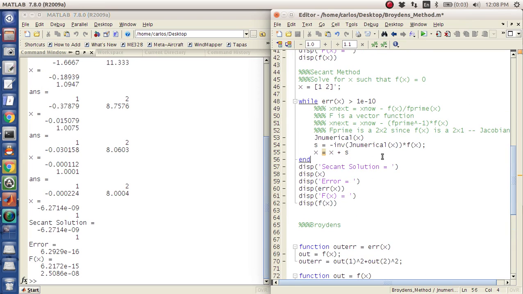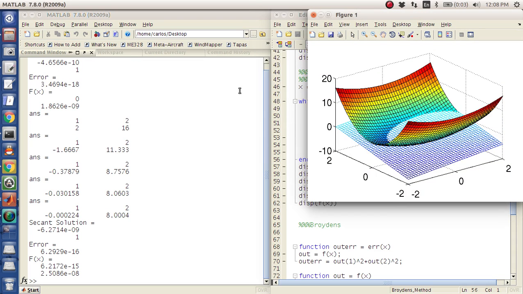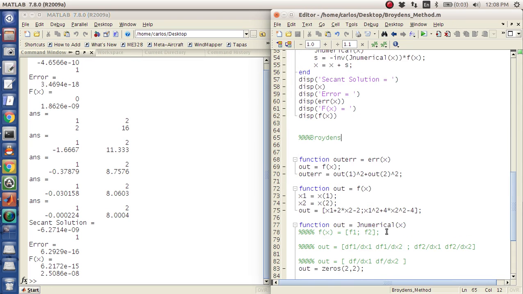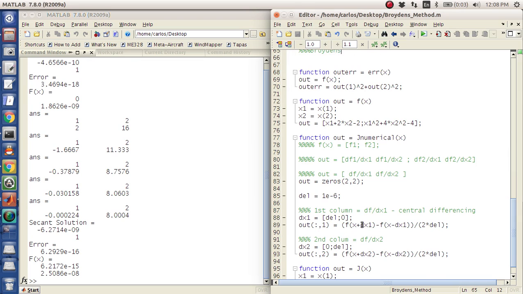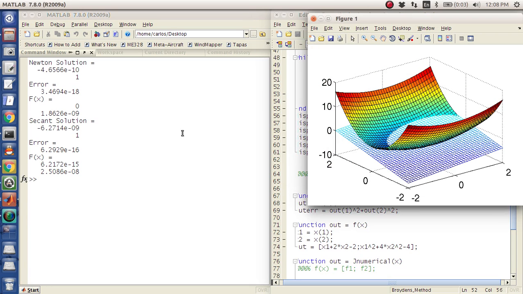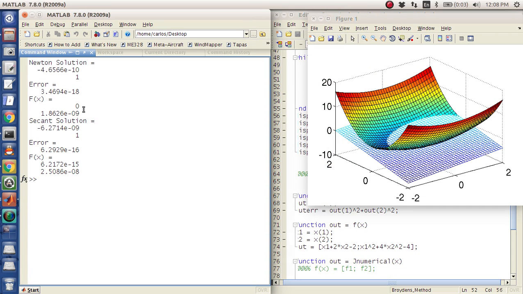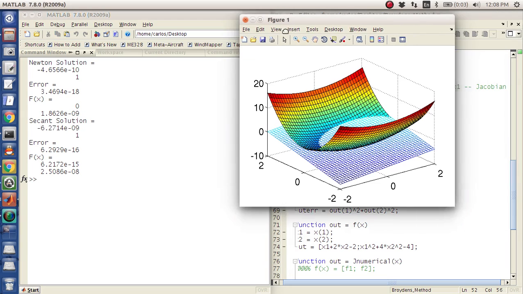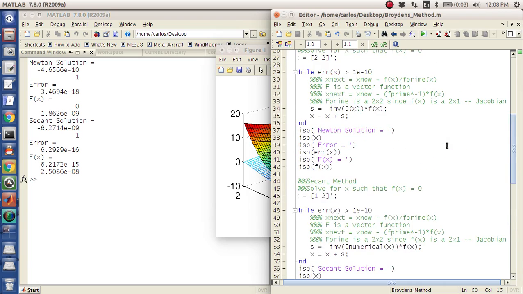So let me get rid of all of these semicolons here. When I was debugging offline, I got rid of this here. There we go. So let's see. The Newton solution is here. The secant solution is here. The error is pretty much the same. The function evaluation is pretty much the same. They both converge to 0, 1, which is good. So the Newton and the secant method both did what they could.